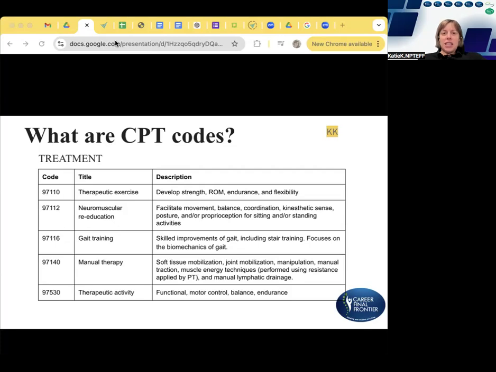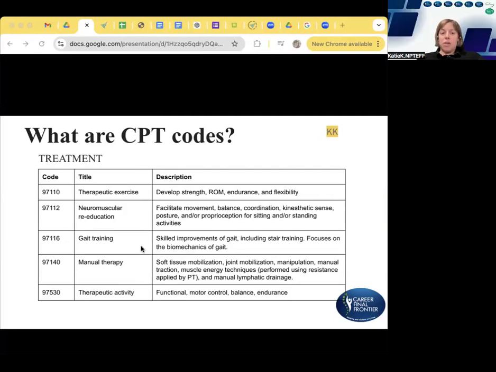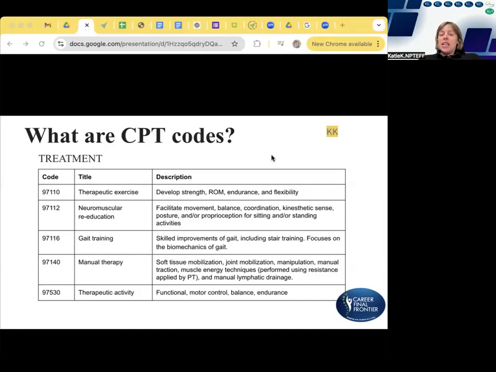But the ones listed here are specifically the ones that we as PTs use, depending on the interventions or the type of appointment that we have. You're going to get copies of all this, so I'm not going to read through every single thing, but on this first page is mostly all the treatment codes. The main ones that we treat, and a lot of these should seem familiar to you, are therapeutic exercise, neuromuscular re-ed, gait training, manual therapy, and therapeutic activity. And then there are some descriptions here about what the differences are between each of those.